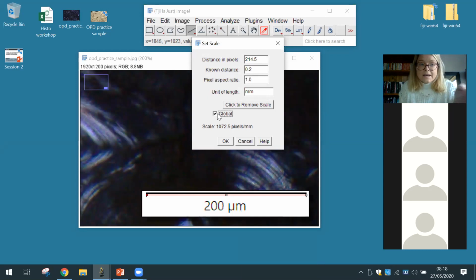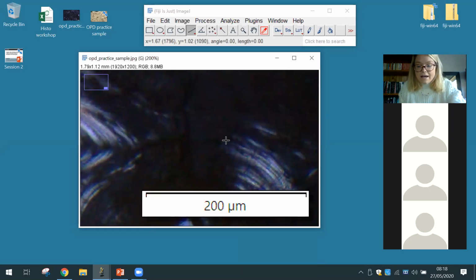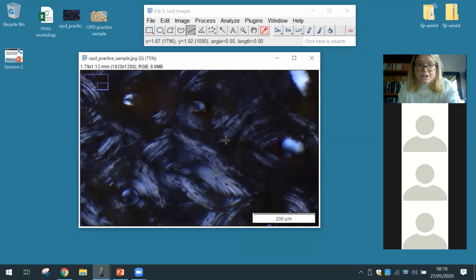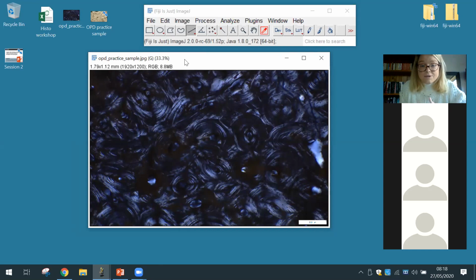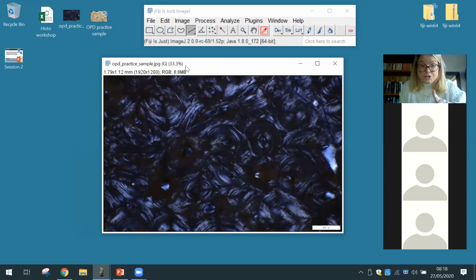Because the other sample was taken at the same magnification and in a similar way, you can basically just import the other image without changing the scale. Click OK, and then we zoom out again. You can zoom out using the minus key on your keyboard and then zoom in using the plus key. All right, now all we've got to do is look at the image and figure out how many intact osteons we've got.